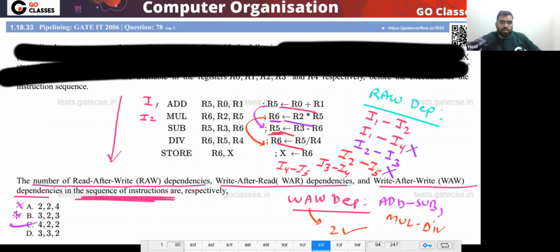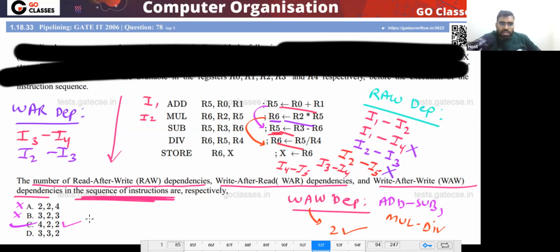So the answer will be option C. But you can calculate WAR also. Just go in the reverse direction. From I3 to I4, there is a WAR dependency. What else? You can notice that I2 to I3 is also a WAR dependency. What else? That's it, only 2, right? So that is the reason your answer is 4 to 2. Very simple question.